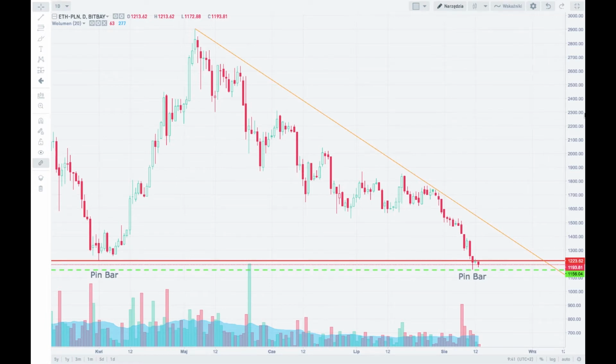Today is Monday, 13th of August 2018, and we are going to take a look at the Ethereum to the Polish zloty cryptocurrency pair.